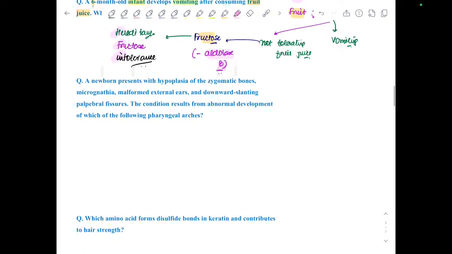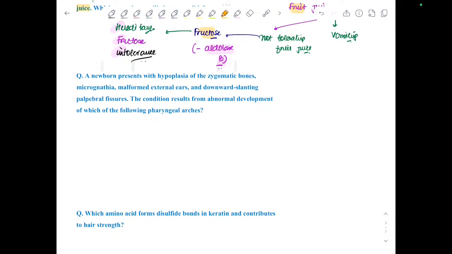Chalo, next question. A newborn presents with hypoplasia of zygomatic bones, right? I think all of you must know the zygomatic bones on the lateral aspect of the face, then micrognathia, then malformed external ears and downward slanting palpebral fissure. Now this results from abnormal development of which pharyngeal arch?